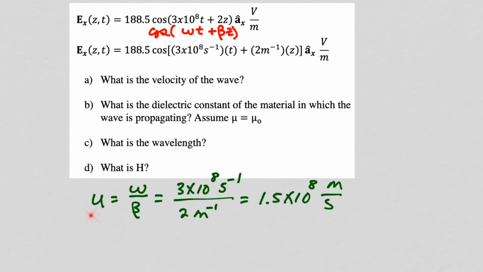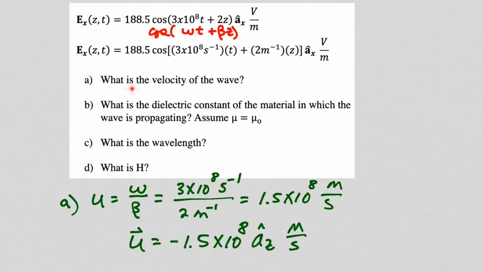So we only have the magnitude of our velocity. So when you're asked for velocity, you want the direction also. So looking at this argument, we see that if time is increasing, z has to decrease so the argument of the cosine function can remain a constant. So that indicates a wave propagating in the minus z direction.